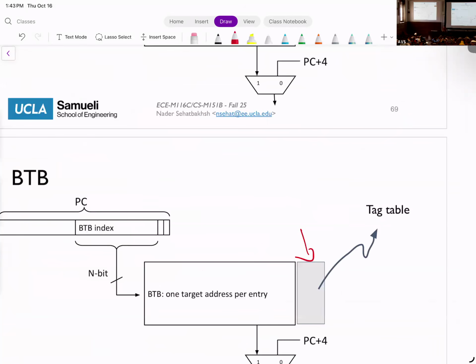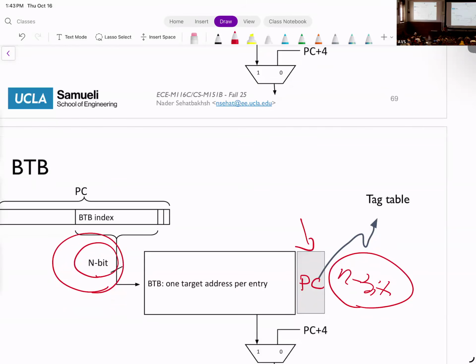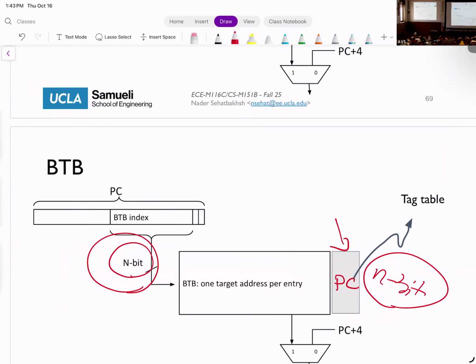Someone asked, how do you know that this is a match? There are 2 ways that you can do it. Either you can store the PC itself here. So you get this n-bit value, you also store the n-bit value here, and you compare these 2. If there's a match, then you can address that, right? Or, if you have the entire PC stored, you can only store this part as the tag, and this part is already indexed into the table.